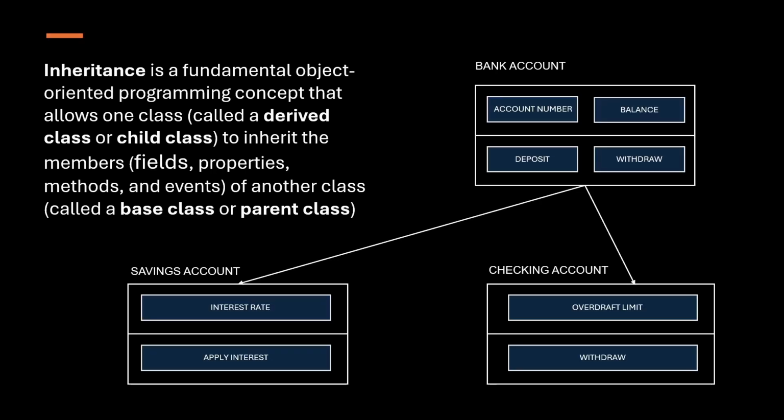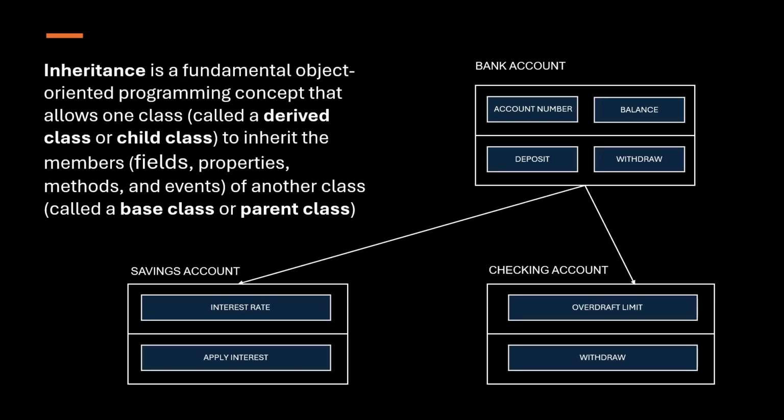Let's look at this example of a bank account base class, which has properties like account number and balance, and methods like deposit and withdraw. We have two child classes that are inheriting the base behavior and the base properties of the bank account class and implementing specific implementations. The savings account introduces a new property called interest rate and a new method called apply interest.